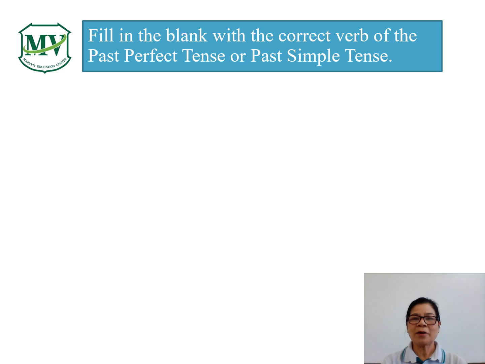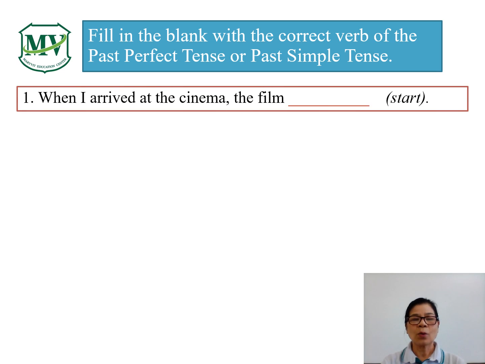Let's practice together. Fill in the blank with the correct verb of the past perfect tense or past simple tense. Number 1. When I arrived at the cinema, the film blank start. This sentence starts with past simple tense. So for the next event, we are going to use the past perfect tense. The film had started. When I arrived at the cinema, the film had started.